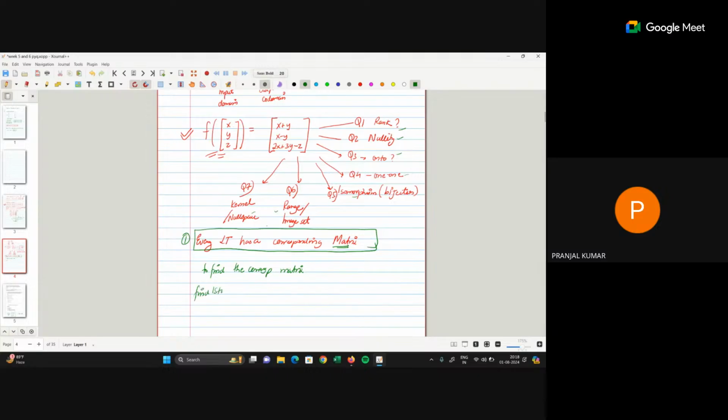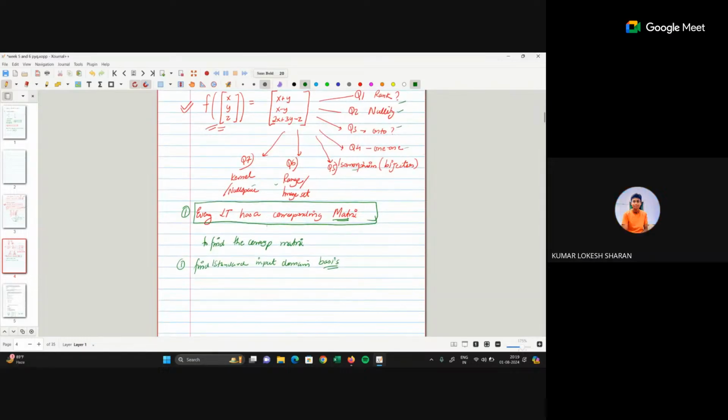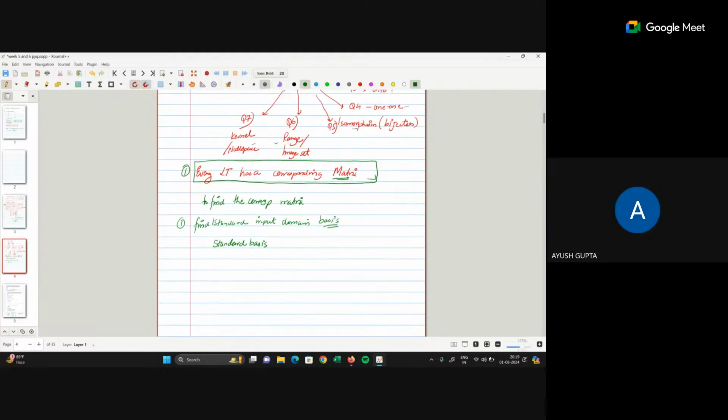Find your standard input domain basis. So what is your input domain in this case? Is it R3? Yes. Now, what is the standard basis for R3? 1 0 0, 0 1 0, 0 0 1.